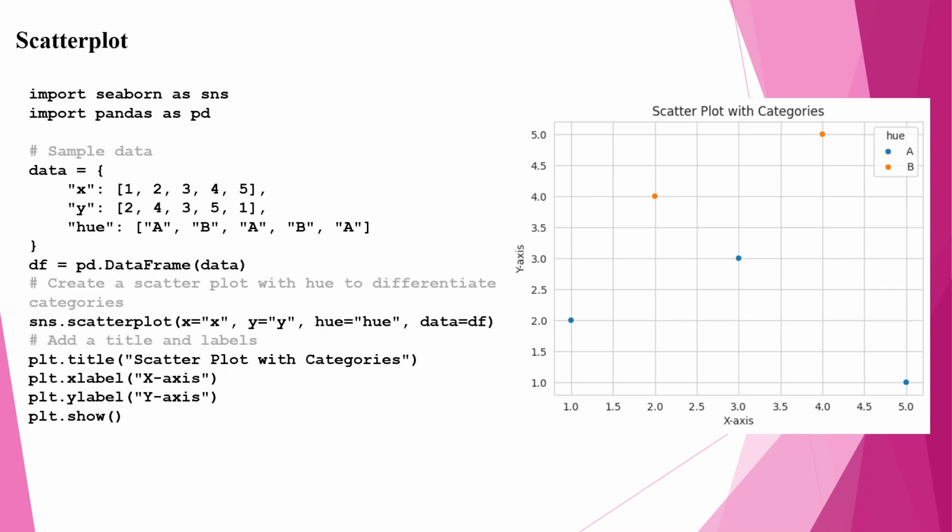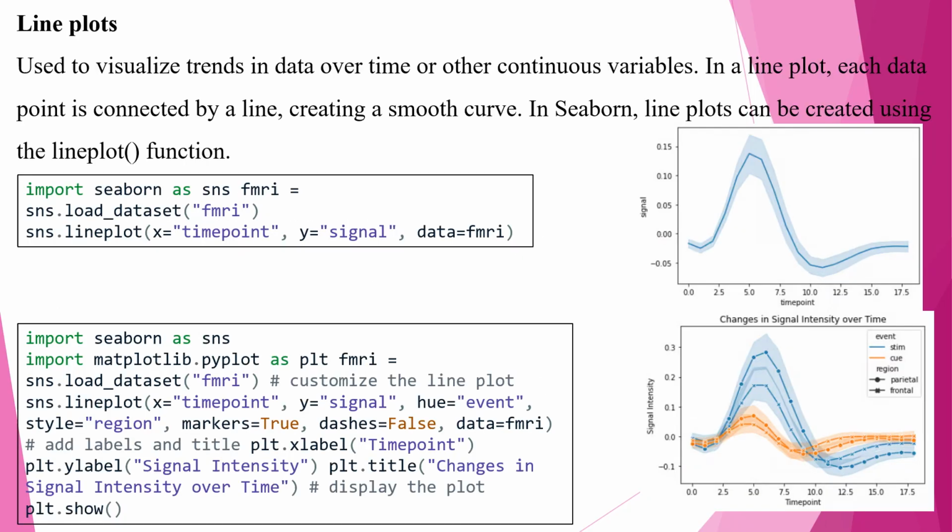The hue parameter is used to differentiate categories, assigning different colors to points based on the values in the hue column, which helps in distinguishing groups visually. After plotting, a title and axis labels are added using matplotlib functions to make the graph more informative. Finally, the plot is displayed using plt.show.